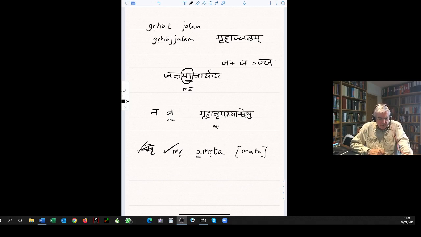So jnana, knowledge, jnanasya pustakam, the book of knowledge, shishyaya, dative, to the student. So without the sandhi, it would be acharya jnanasya pustakam shishyaya patati. The sandhi here is just the pustakam, the consonantal m changes to the anuswara, and the acharya becomes acharyo before the voiced jna. Acharyo jnanasya pustakam shishyaya patati.